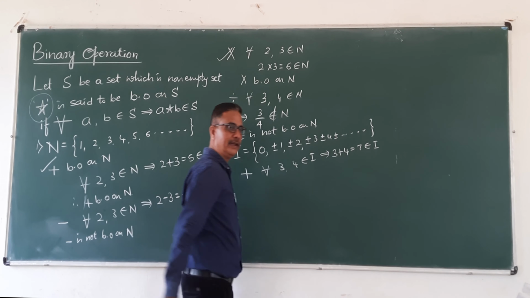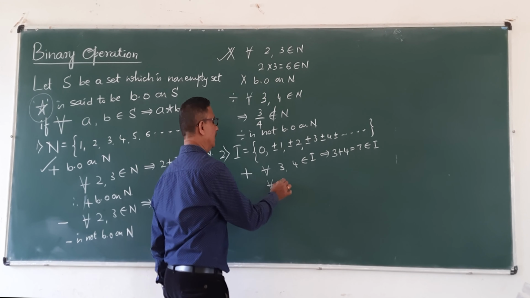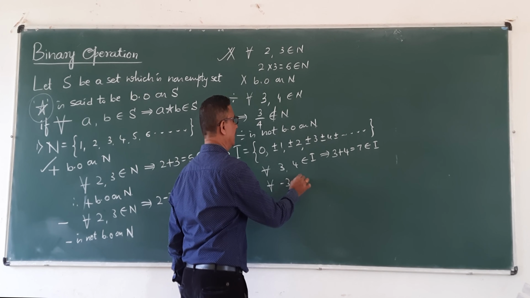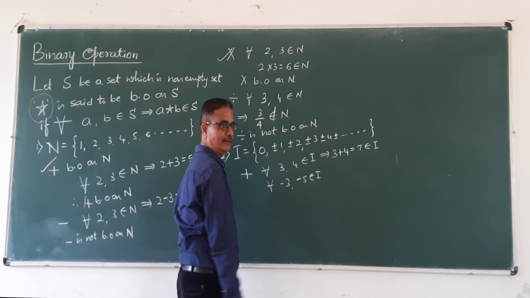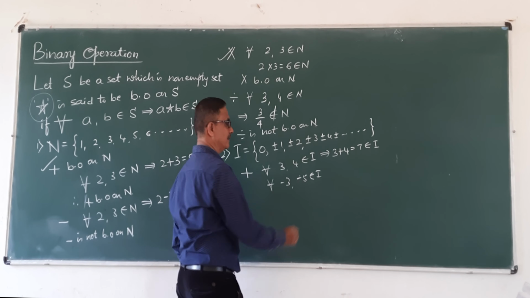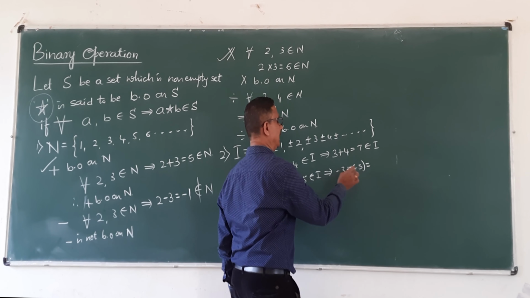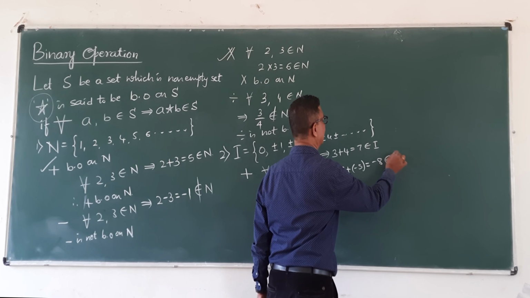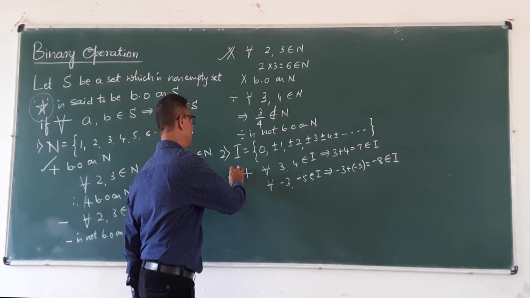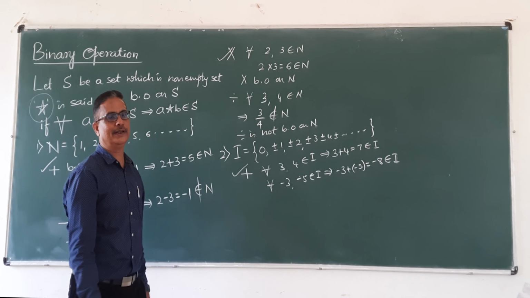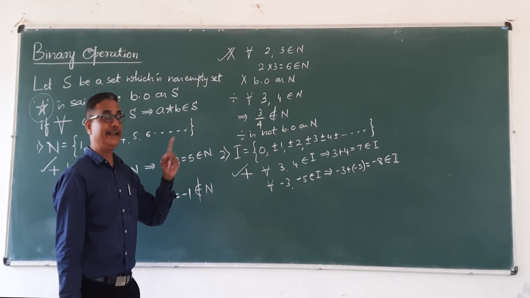7 belongs to integer. Take another example. For all minus 3 and minus 5 belongs to integer, because negative number is also integer. Implies minus 3 plus minus 5, minus 3 minus 5, minus 8. That is also integer. So addition is binary operation on the set of integers.